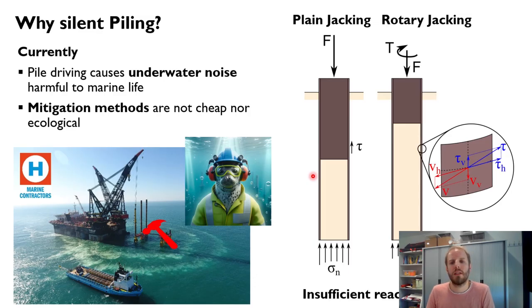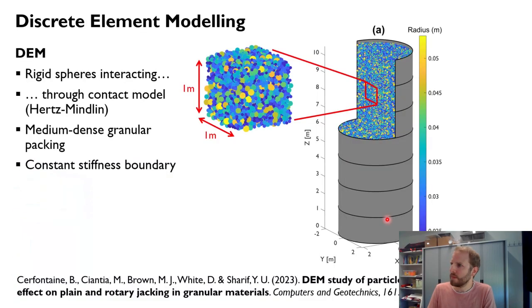One way of reducing this installation resistance is to use rotary jacking, so basically pushing and rotating a pile by applying some torque and force at the top. This has two effects. The first one is to rotate the shear stress acting on the pile shaft, which will mechanically reduce the vertical component of it, hence the reaction force you need. Now, this rotary jacking may also affect the pile plugging, hence the tip resistance, and this is what I'm going to show you now. To do so, I will use discrete element modeling.